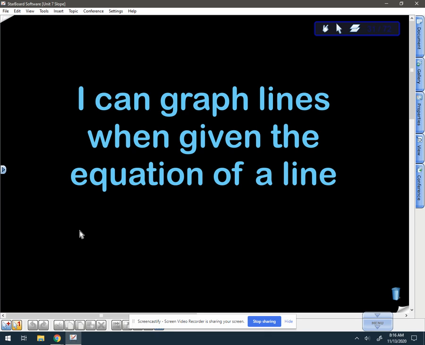All right, so far for this unit, we've learned how to find the slope from looking at a graph. We've learned how to find the slope if I just give you 2 points. So now we're going to take that information that we've learned about slope and use it to do this learning goal right here, which is I can graph lines when given the equation of a line.